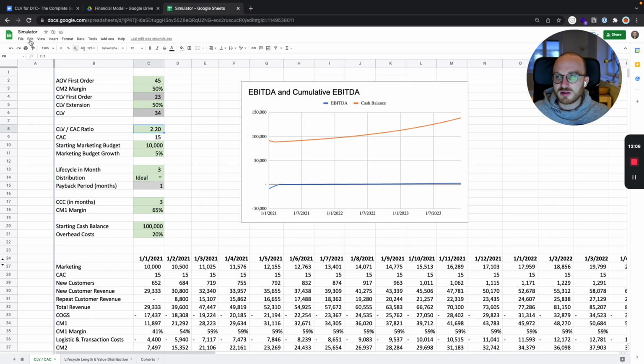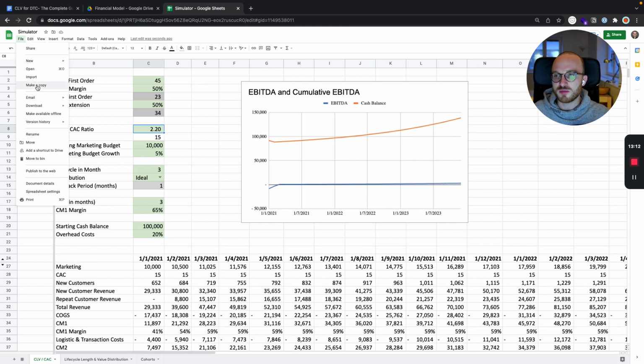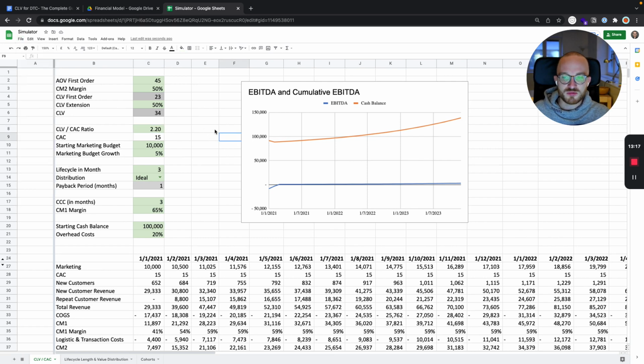You can create a copy. I will also link the sheet in the article. You can just create a copy of the sheet and then input your values and play around. What parameters give you the best trade-off between growing the company as well as preserving your cash balance?